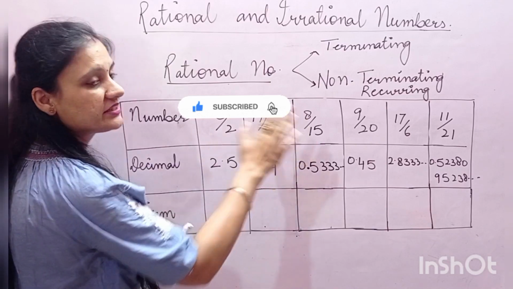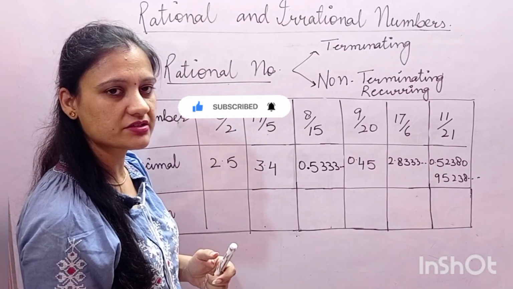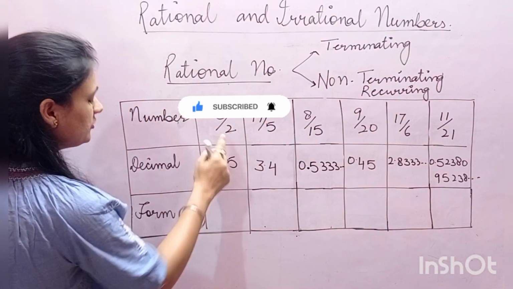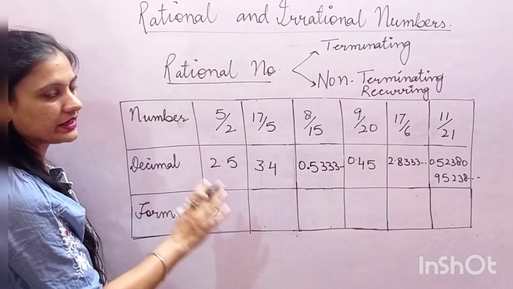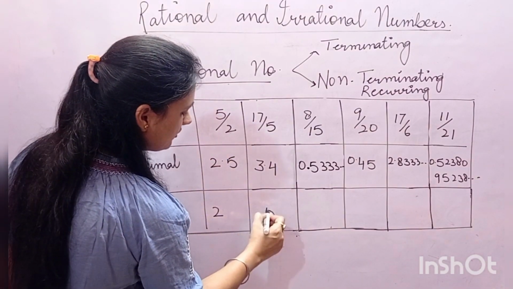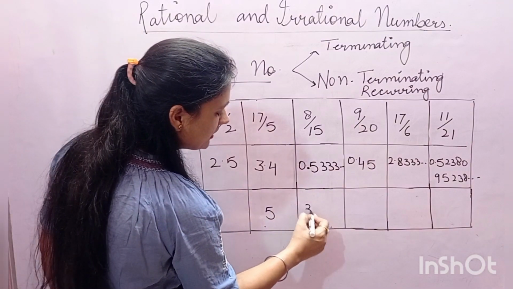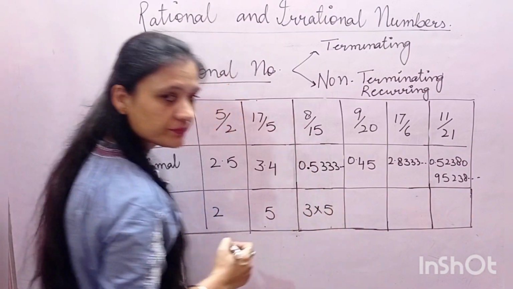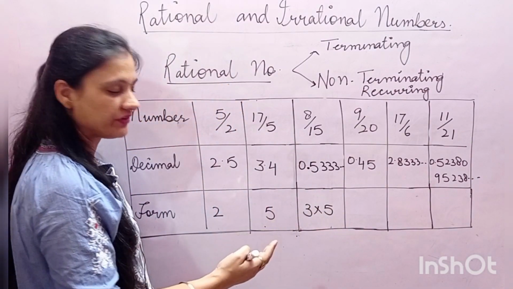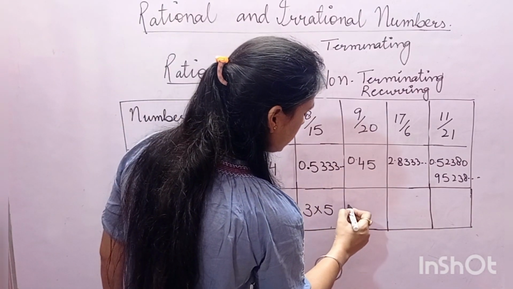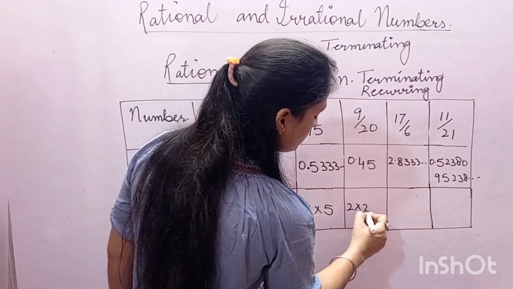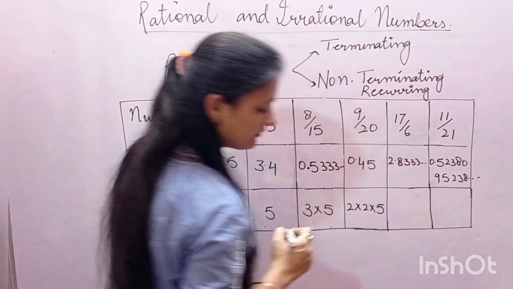First, let us see the denominator. Let us do the prime factorization of the denominator. Here the denominator is 2. We'll write it like this. 5 is again 5. 15 can be written as 3 into 5. Right? We are writing it into prime factors. 20 can be written as 2 multiplied by 2 multiplied by 5. Okay?